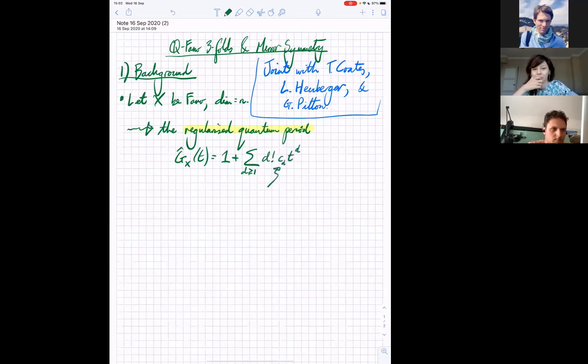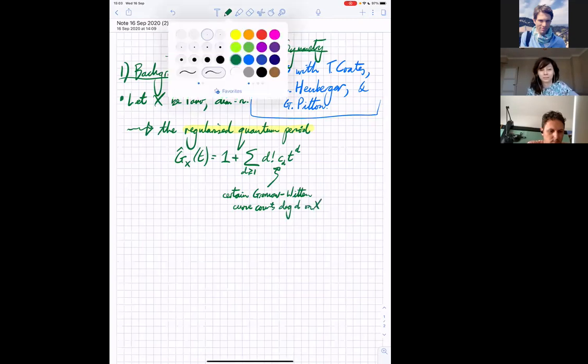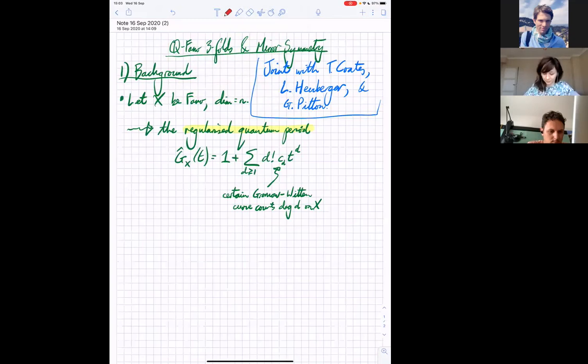And these coefficients here, these are counting curves of degree d on X. It's Gromov-Witten curve counts. Okay. And so really the only thing I want to say about this, although it's the key player in this talk, is that it's very hard to compute. Okay.